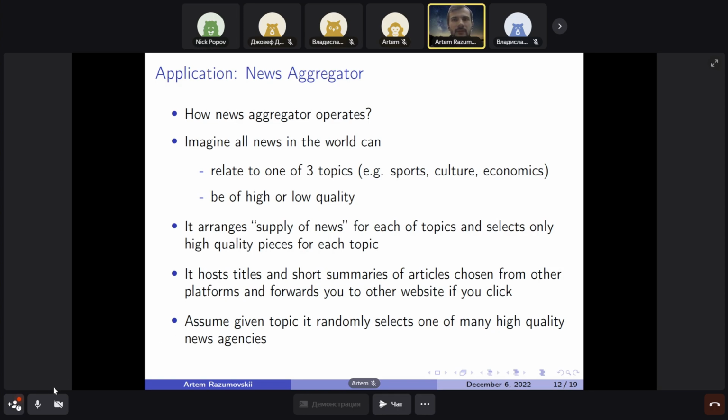So the aggregators select any news, but if the aggregator has access to high quality and low quality news on the same topic, it will choose the high quality. And if you have several agencies who produce the high quality news on the same topic, the aggregator randomly selects between them.